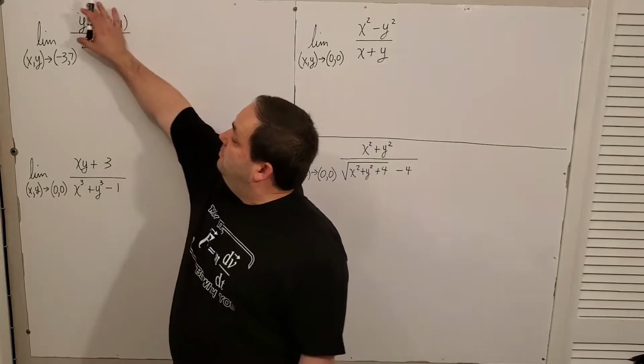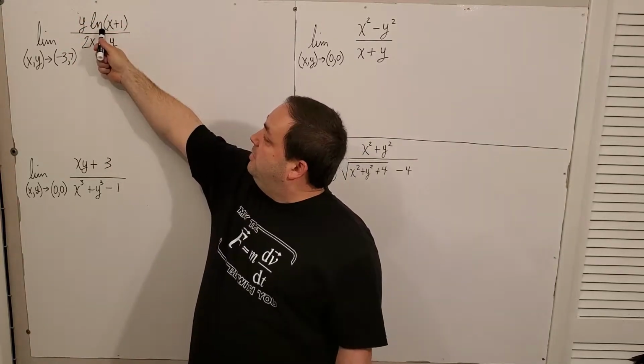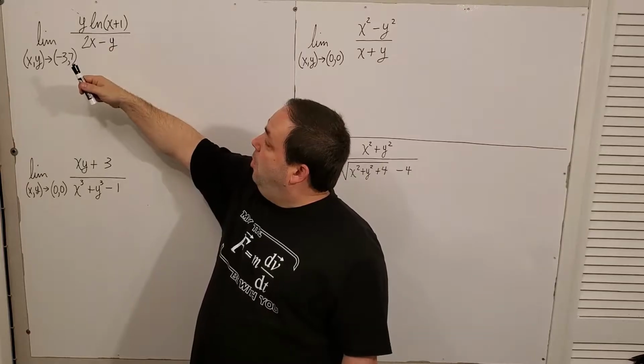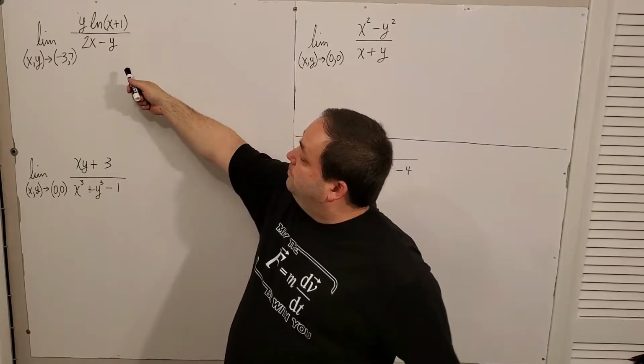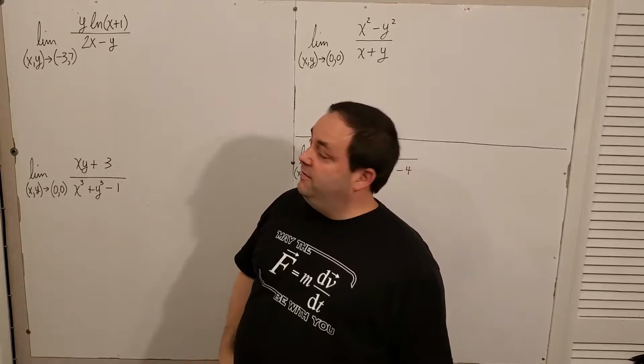Because this function is only going to have problems where either the limit doesn't exist or where the denominator is divided by 0.